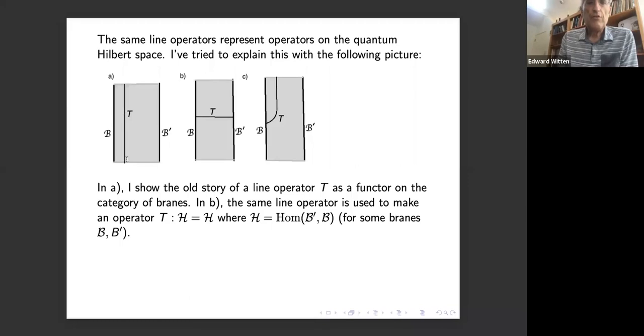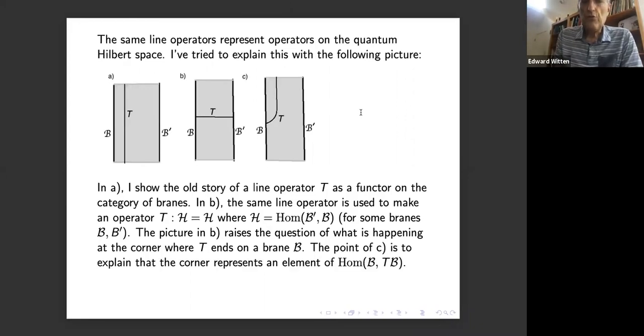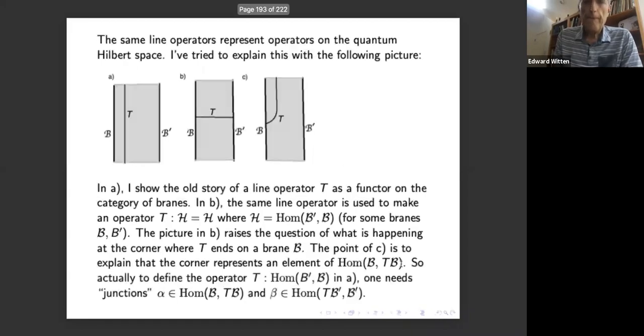That doesn't happen in A, where T is present at all times. In A, T needs to be described more abstractly in terms of a functor on the category of boundary conditions. But in B, T is simply an operator acting on quantum states. Now, to define this operator, we need some data at the corners, and trying to explain what that data would be is the point of picture C. The point of C is to explain that the corner represents an element of Hom from B to TB. So actually, to define the operator T in A, you need junctions or corners, alpha at one end and beta at the other end.